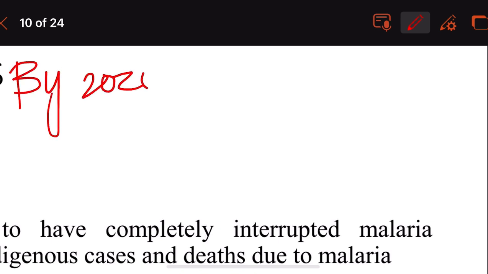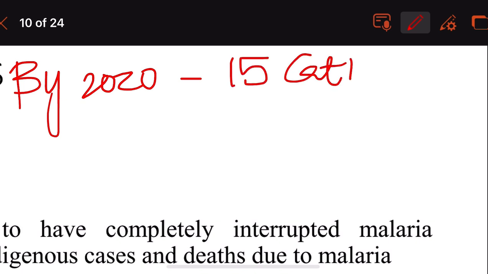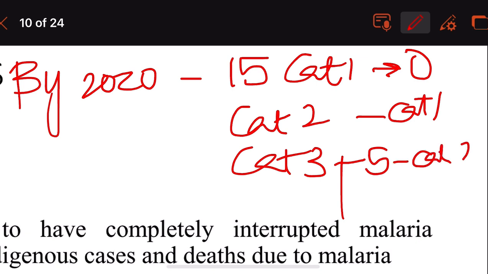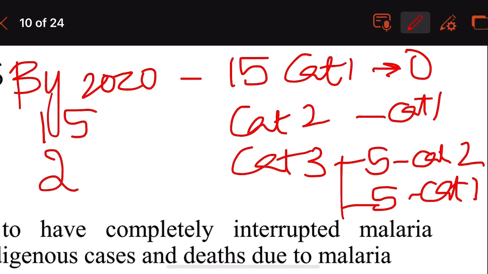By the year 2020, you guys have to tell me, what did we see? First thing, all the 15 states which are under category 1 have to achieve zero indigenous cases and deaths due to malaria. Next, category 2 has to enter into category 1. And then we came to category 3. 5 states have to enter into category 2 and the remaining 5 should enter into category 1. And the disease burden, what did I say? 15 to 20%.